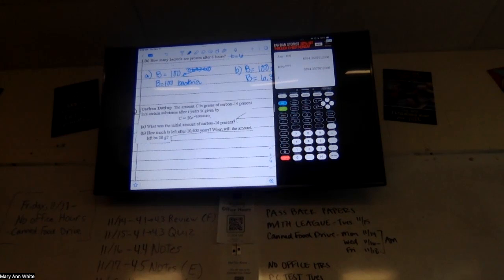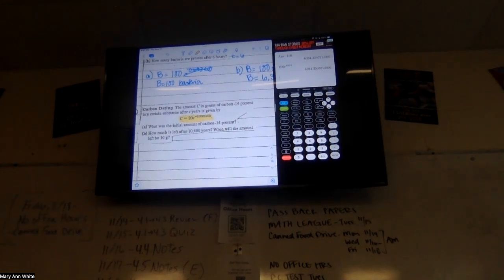It says the amount C in grams of carbon-14 present in certain substances after T years is given by this. So this is our equation. Yay, they gave it to us again. All right, letter A says, what was the initial amount of carbon-14 present? How would I find that? Sydney? T equals 0. Okay, so I'm gonna plug T equals 0 in.